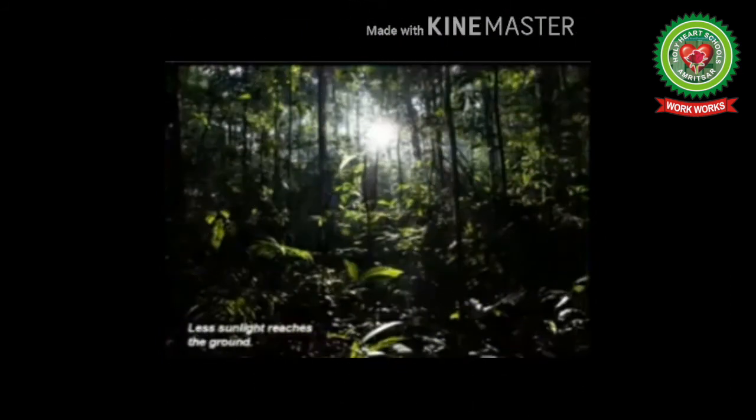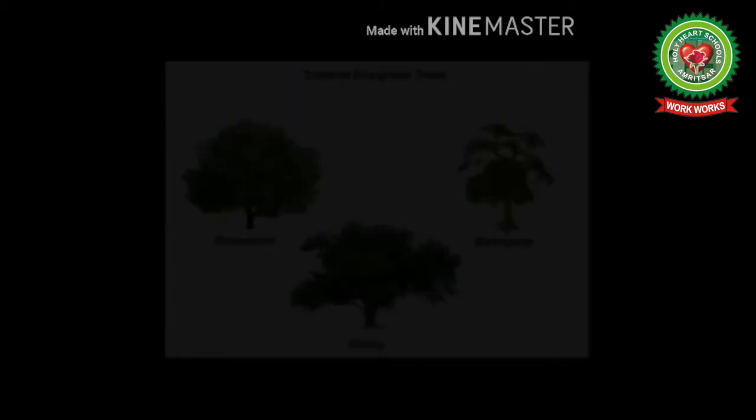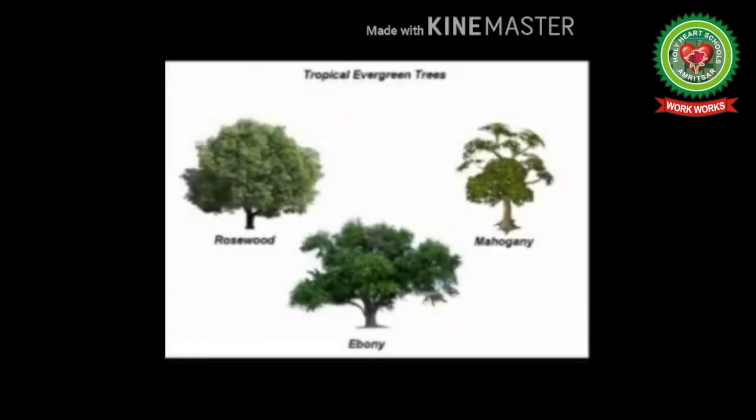Evergreen forests have not been properly exploited due to the dense undergrowth and lack of transport facilities. Mahogany, ebony, and rosewood are the important trees of these forests. These trees are chiefly found on the slopes of the Western Ghats and the northeastern regions, the Terai region of the Himalayas, and in the Andaman group of islands.